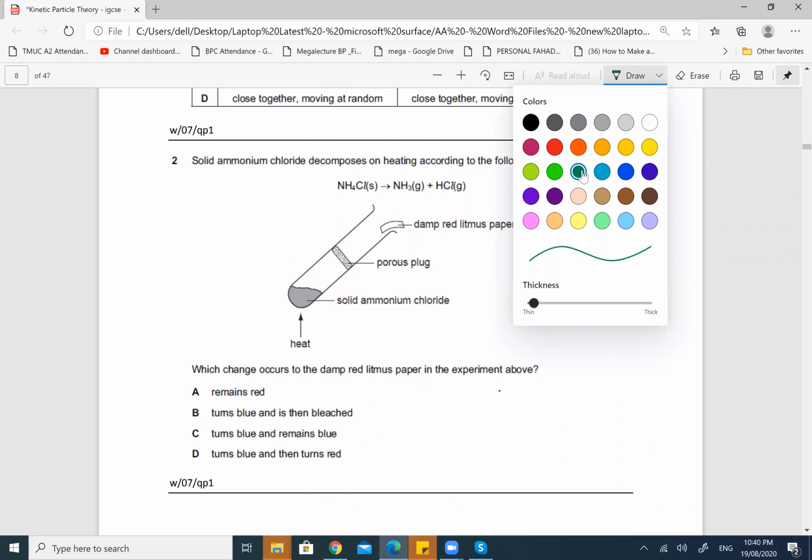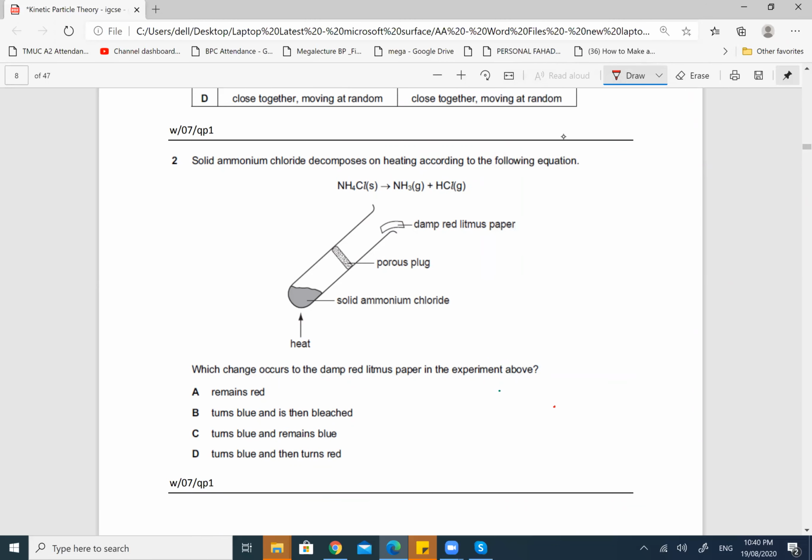Is it the same as universal indicator? No, it's not. Universal indicator has a lot more colors. A litmus paper is a cheaper version of a universal paper. It only has two colors. In school we only use a universal indicator. That's fine, but universal indicator has a lot more colors.